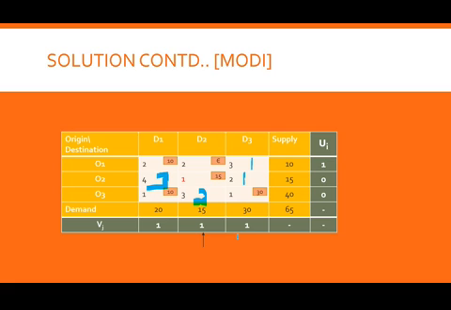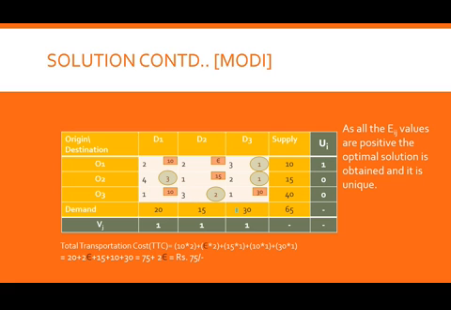So I get all positives. So 1, 1, 3, 2, all positives. So as all eij values are positive, the optimal solution is obtained. And none of them are equal to 0. Therefore, it is a unique solution as well. So compute the TTC for this.